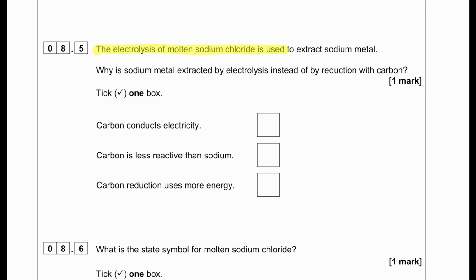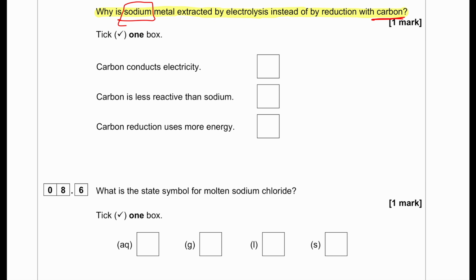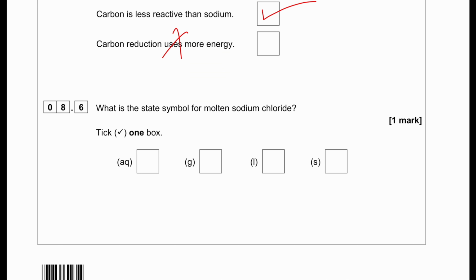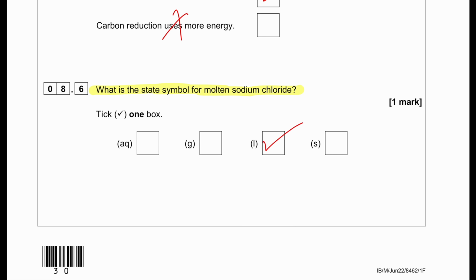The electrolysis of molten sodium chloride is used to extract sodium metal. Why is sodium metal extracted by electrolysis instead of reduction with carbon? Sodium is very high in the reactivity series, and carbon is way lower in the reactivity series. That's why carbon is unable to displace sodium from its chloride. So here it says carbon conducts electricity, not a reason. Carbon is less reactive than sodium, yes. Carbon reduction uses more energy, no, it's not possible. What is the state symbol for molten sodium chloride? Anything that is molten should be liquid.